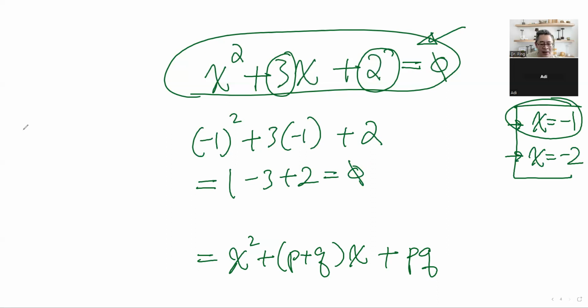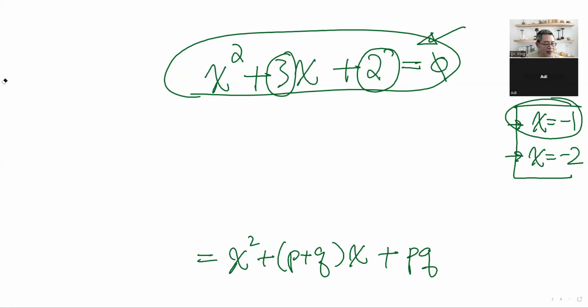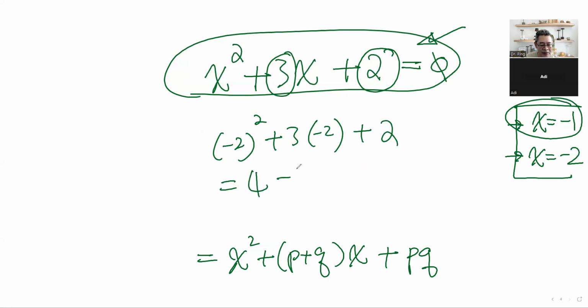Then we can try x equals -2. So we got -2 squared plus 3 times -2 plus 2. This is 4, this is -6, this is 2, and that is also 0. So left equals right, so we know this is also a solution. Good?